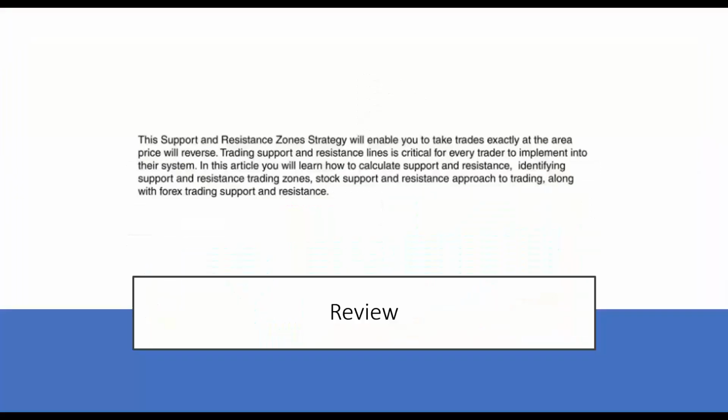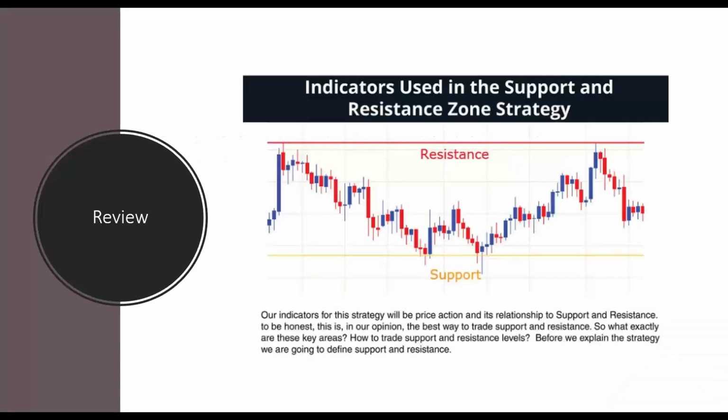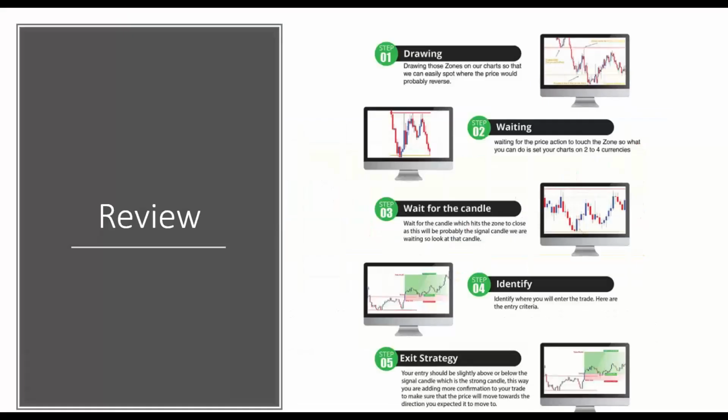So let's review. First, we put our levels of support and resistance, or our strategic price levels, on our chart. Then we wait for the price action to touch the zone. Then we wait for the candle. We identify where we'll enter the trade, and then we identify where we would exit the trade. And so we now have our entry point, our exit point, our risk reward calculated, and our stop loss determined.